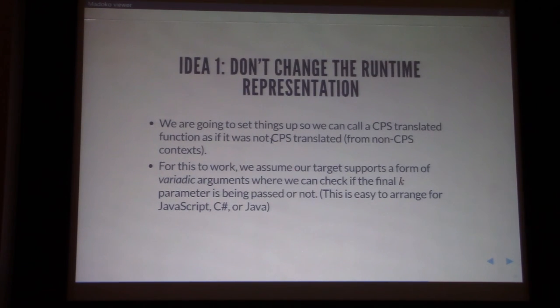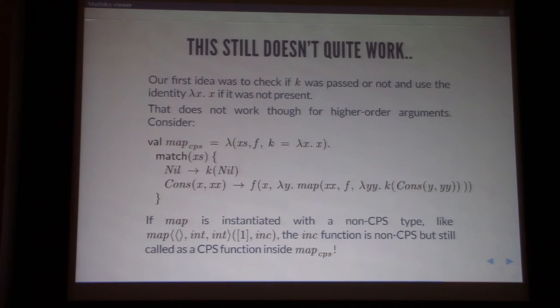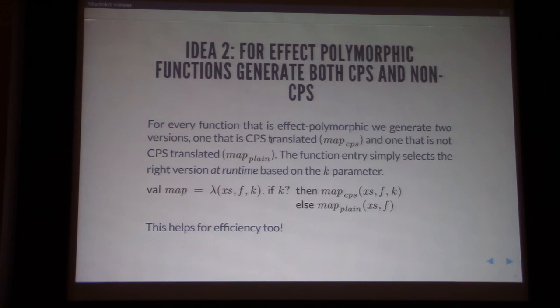Well, I'm out of time. So what we do in the end is we pick a specific runtime representation where the continuation parameter can be detected if it's present or not. And for every polymorphic function, we generate two versions: one that's plain and usually more efficient, and one that's CPS translated. And we switch back and forth between CPS and non-CPS that way very nicely. And it seems to work out quite well in practice.